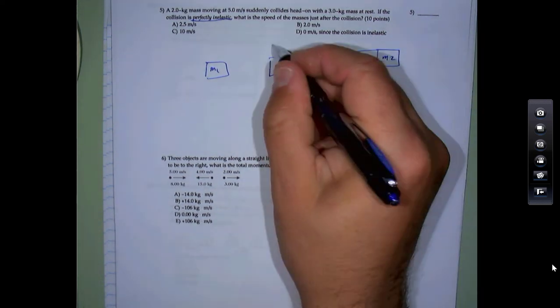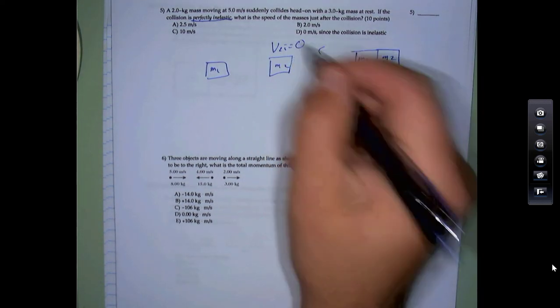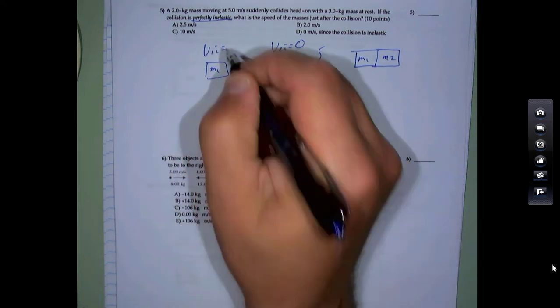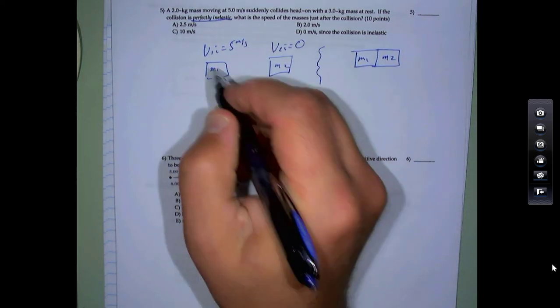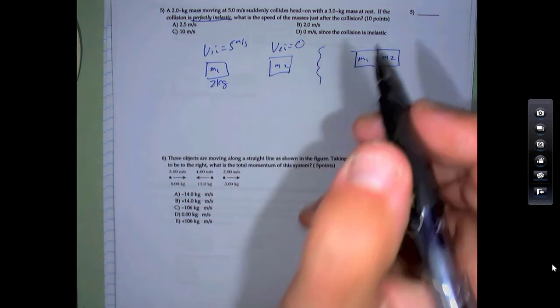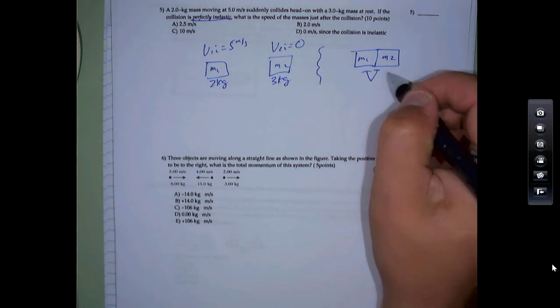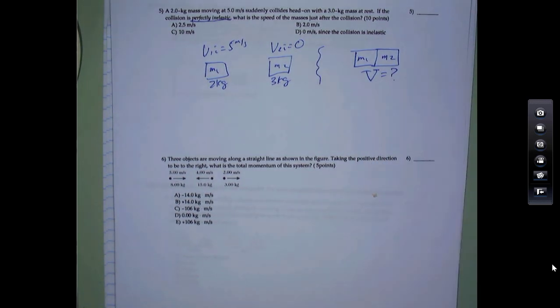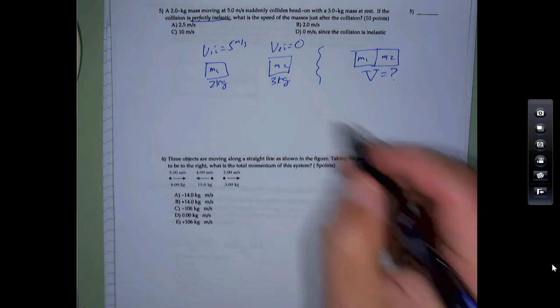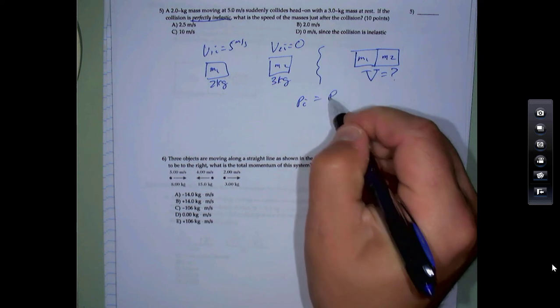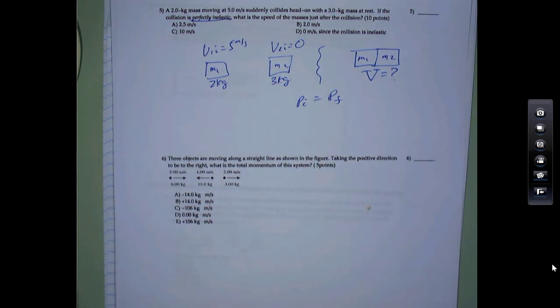So V2 initial is 0 because it's at rest. V1 initial is 5 meters per second. And we know this one's 2 kilograms, and this one is 3 kilograms. And then afterwards they stick together. What is the speed of the combination right after the collision? Okay, so the initial momentum of the system, that means before the collision, is equal to the final momentum of the system, that means after the collision.